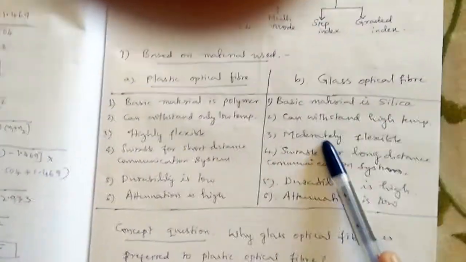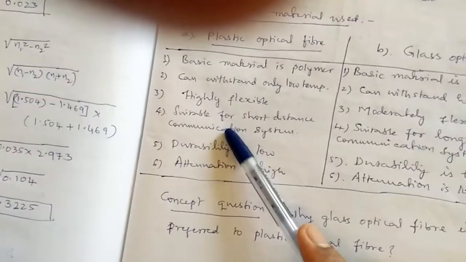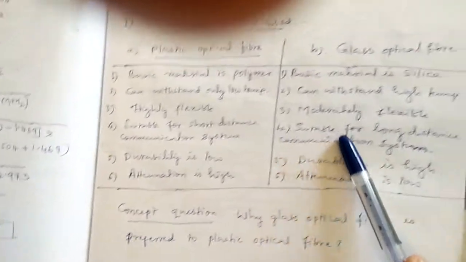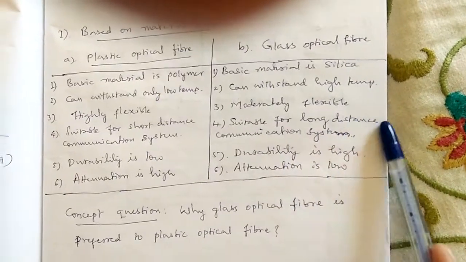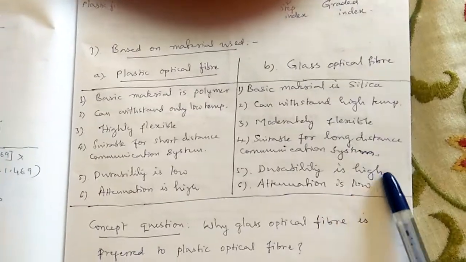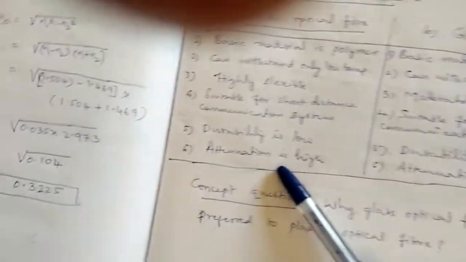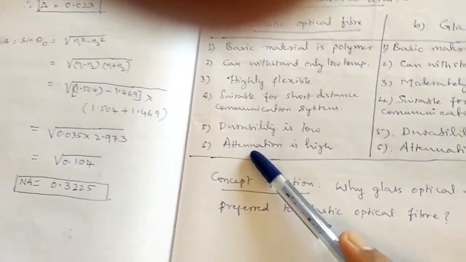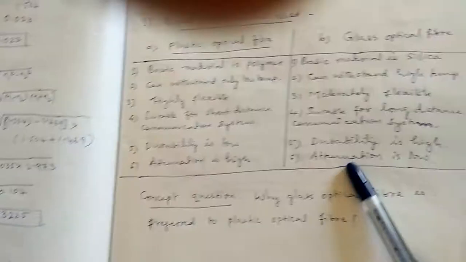Plastic fiber is highly flexible, glass is moderately flexible. Plastic is suitable for short distance communication systems, glass is suitable for long distance communication systems. Durability is low here, and here durability is high. Attenuation, meaning the loss of energy or distortion, is high here, and here attenuation is low.